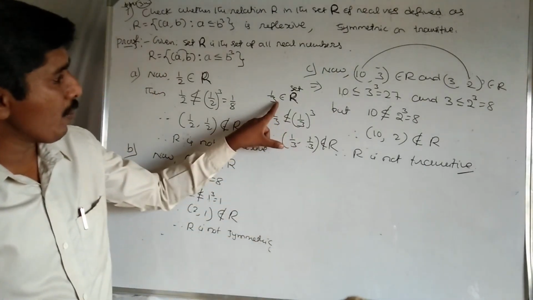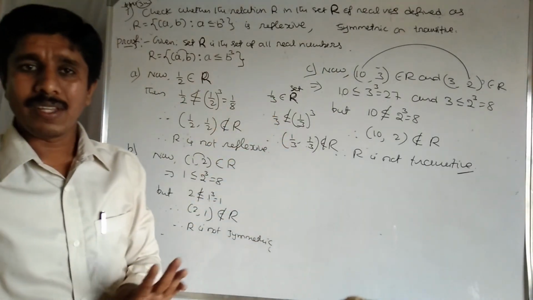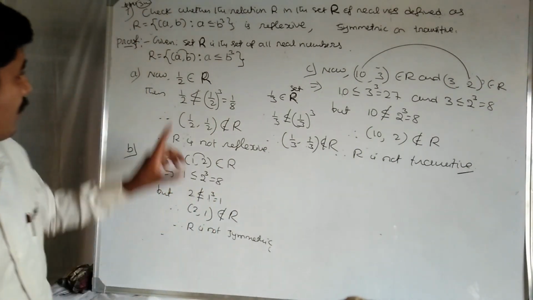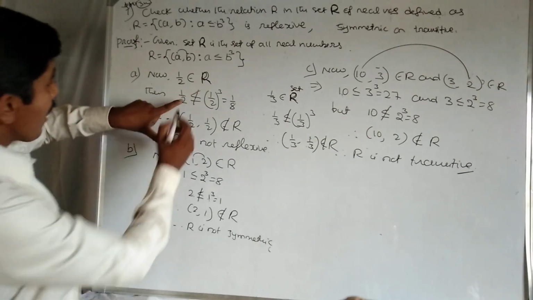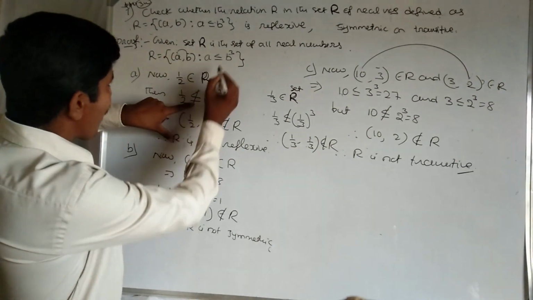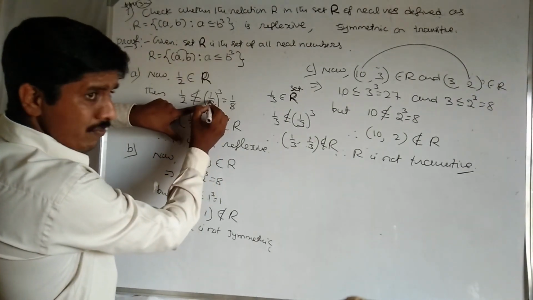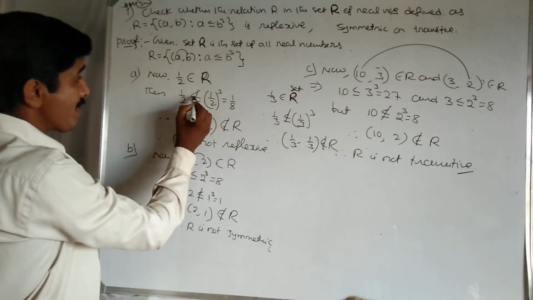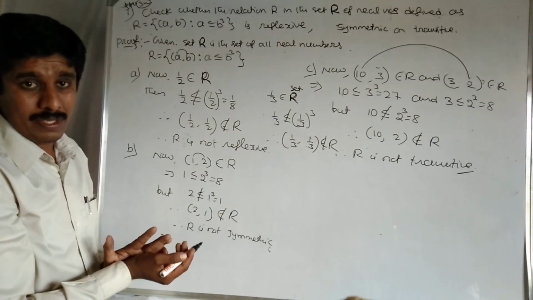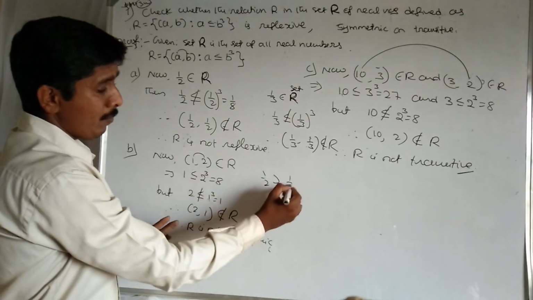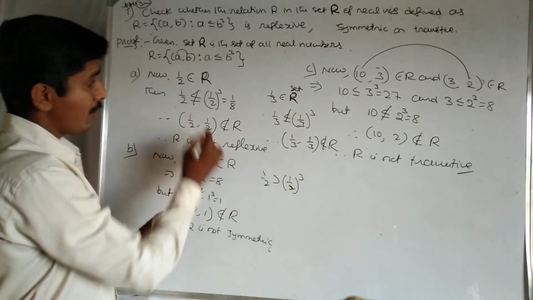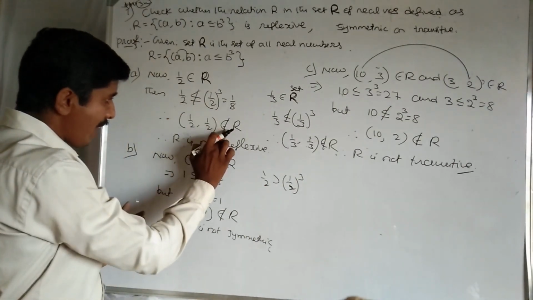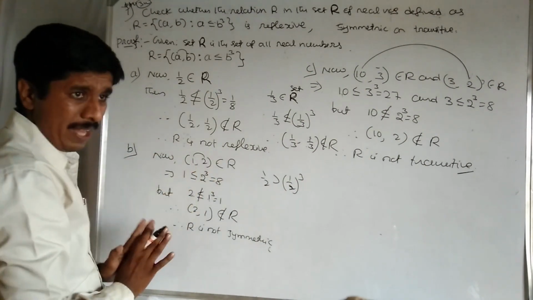Take any number, either 1 by 3, 1 by 2, 1 by 4, like that. Don't take integral values. Take half; the reflexive condition is half less than or equal to half whole cube, which is 1 by 8. Half is greater than 1 by 2 whole cube, so it is not less than or equal to it. Therefore, half does not belong to the relation. Therefore, it is not reflexive.